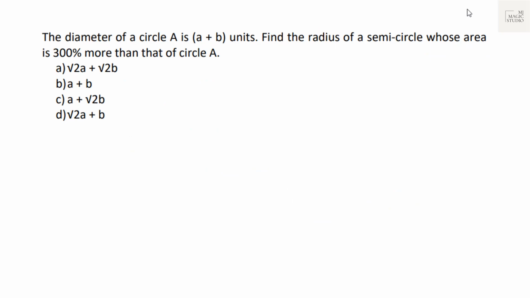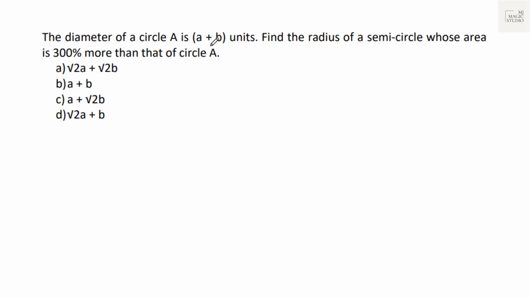One more take on circle. Let's try. What we understand from this is that the area is 300% more. If something is 300% more than some other thing, that means it is how many times the previous one? 300% more means it is 1 plus 3, 4 times the previous one. Mind this and find the answer in no time. Let's now find out what is the answer.